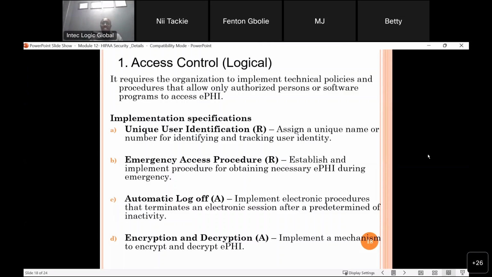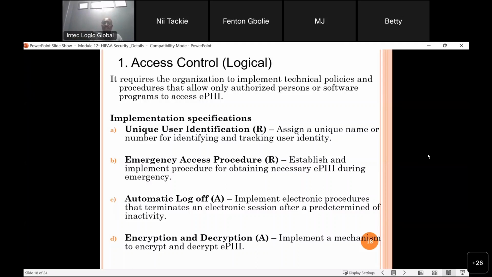Emergency access procedure: establish and implement procedures for obtaining necessary PHI during an emergency. So if an emergency happens and you need to access the system to get PHI information on a patient, there needs to be a procedure. You can't just say that because it's an emergency, you have to access it. Unless that emergency, I think they call it emergency activation or something like that, is activated, then probably you can do that and be justified for doing that. But there needs to be a procedure on that.